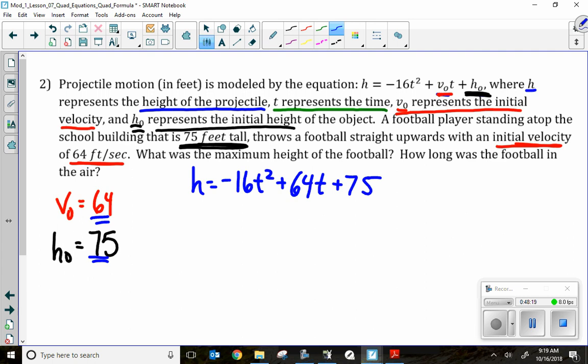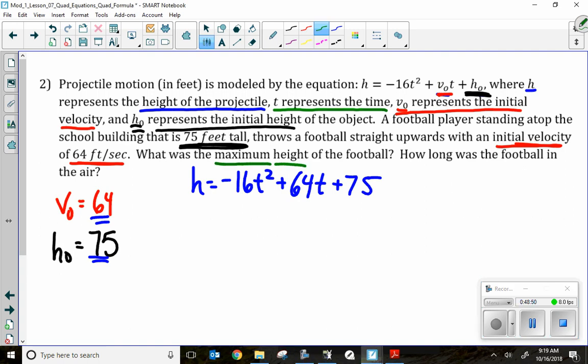All right? And they want to know 2 things. What's the maximum height of the football? Okay, and the second thing is, how long was the football in the air? All right, so 2 of these things they're asking us. One is review from quadratics that we've done before. Finding the maximum height. All right? Finding the maximum height.